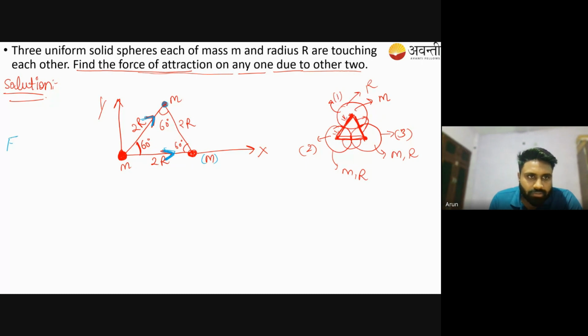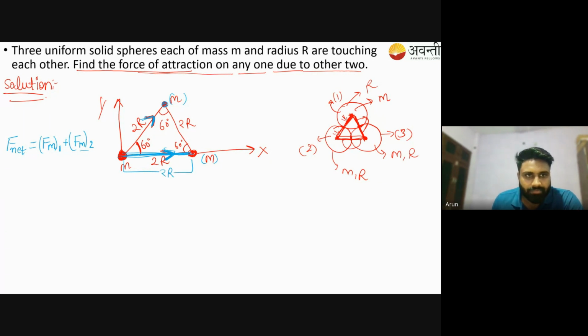So the net force acting on the particle having mass m is equal to the force applied by this mass, let's say Fm1, plus the force applied by this mass m2. m1 and m2 are the same. So what is the value of this Fm2? It is easy to calculate because it is in line, and this line is very straight. The line has a distance of 2r.